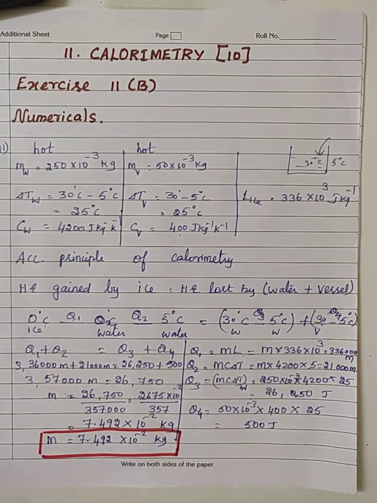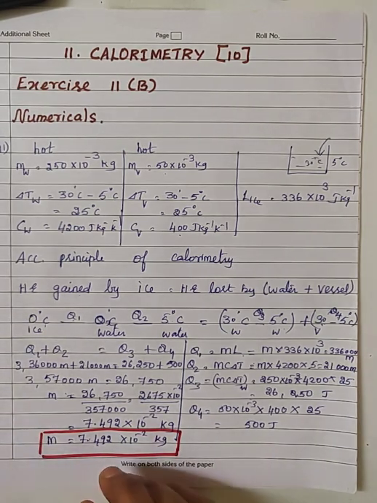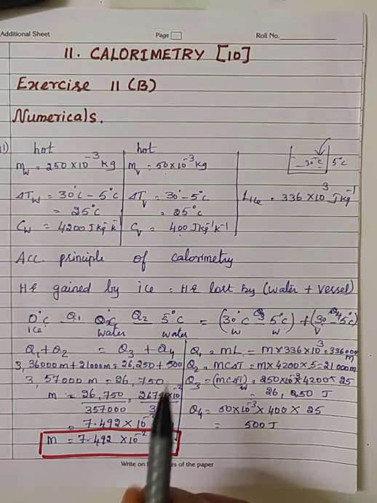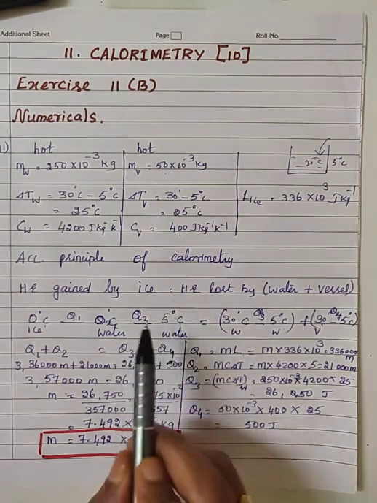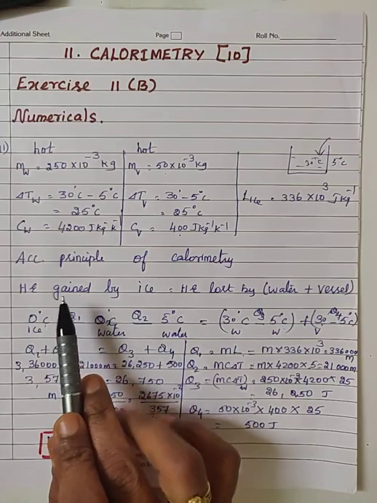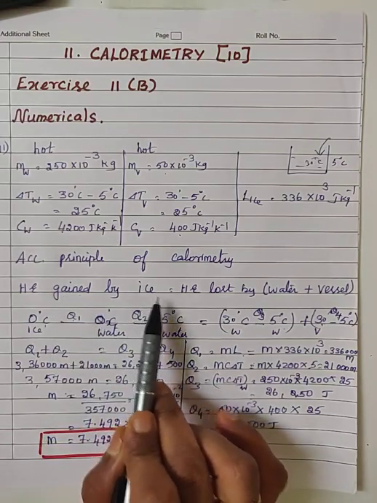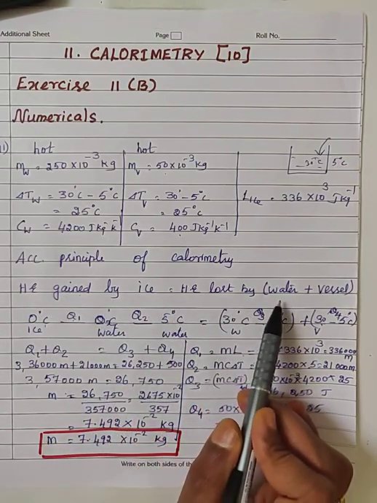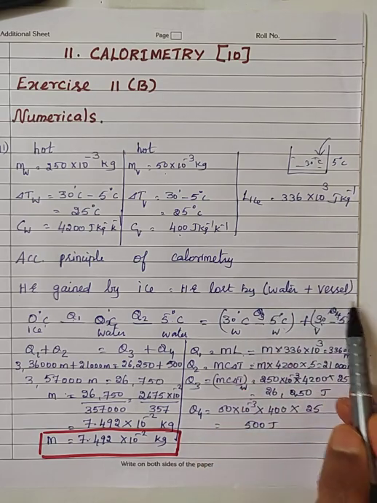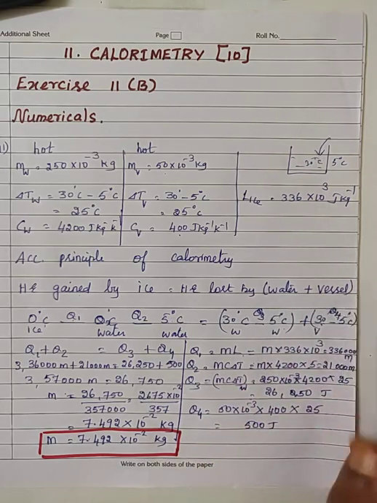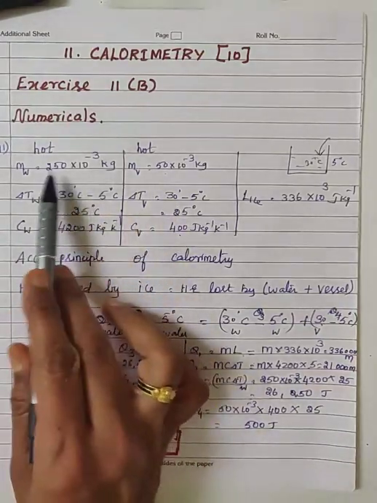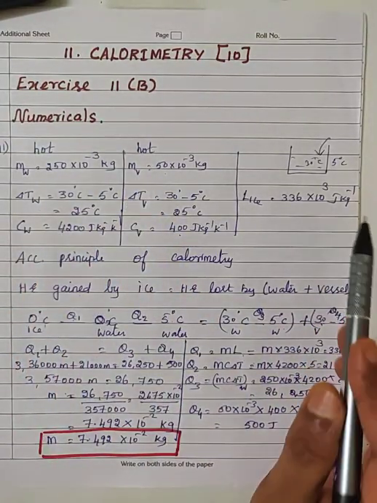So the 11th sum is based on the principle of calorimetry, and according to the principle of calorimetry, quantity of heat energy gained by ice is equal to quantity of heat energy lost by water plus quantity of heat energy lost by vessel. Here vessel and water are hot bodies and ice is the cold body.